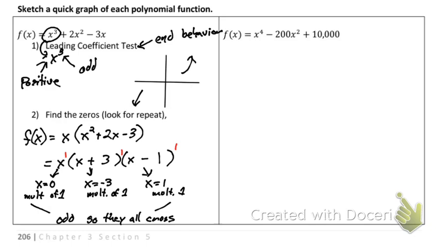All right, the first thing we're going to do is look at our lead coefficient. First of all, our max power is even. Our lead coefficient is positive. So this graph's end behavior should be up and up. It's even, it's positive, up and up.